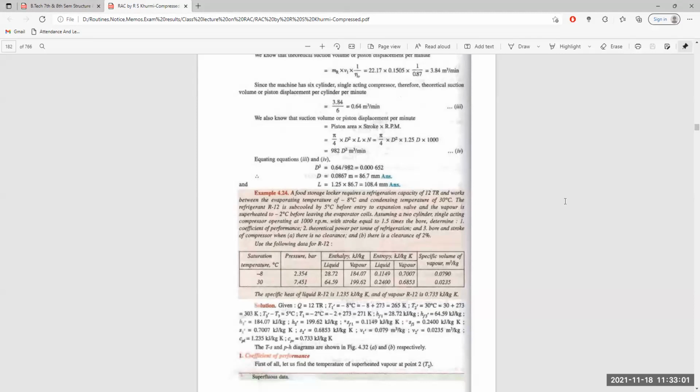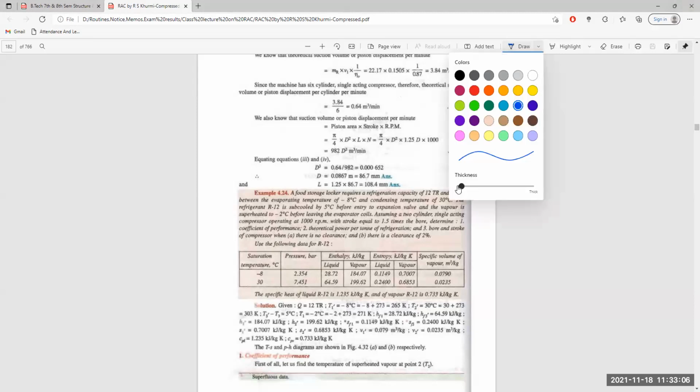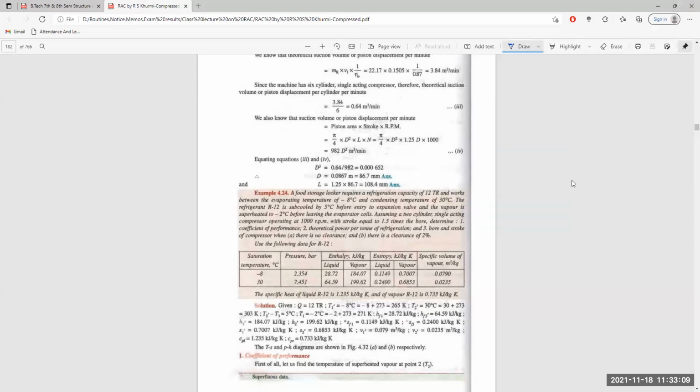Here in this problem, what is given is a food storage. It has a refrigeration capacity of around 12 metric ton and works between an evaporating temperature of -8 degrees centigrade and a condensing temperature of 30 degrees centigrade. So T1 equal to T4 is equal to -8 degrees centigrade, and T3 is equal to T2 is equal to 30 degrees centigrade. The refrigerant used is R12.